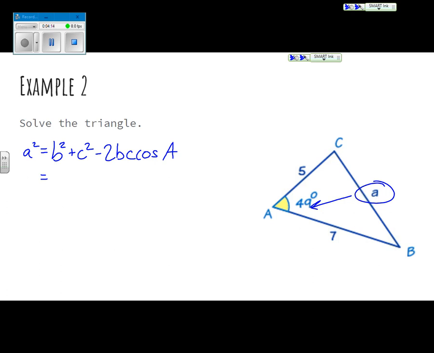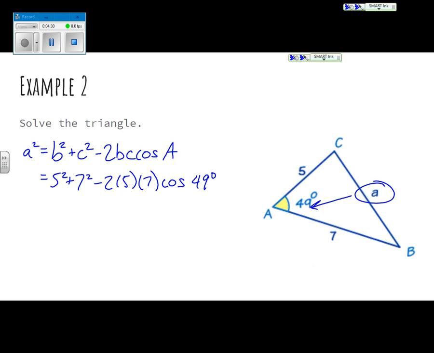And so across from B is 5. So this will be 5 squared. And across from C is going to be 7. So it's going to be 7 squared. Minus 2 times 5 times 7. See how these numbers just kind of repeat? Times cosine of 49 degrees.